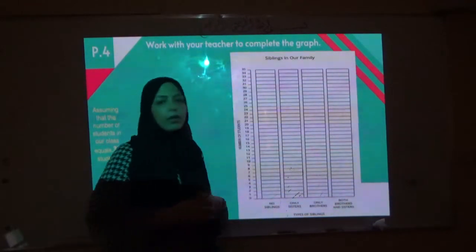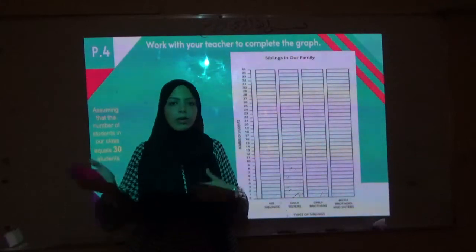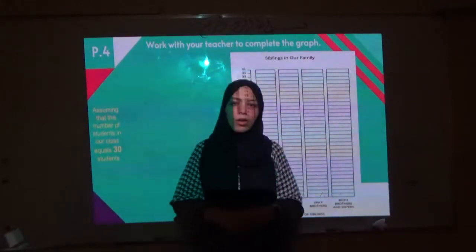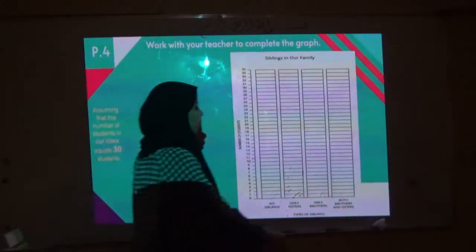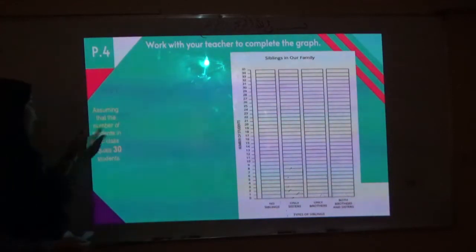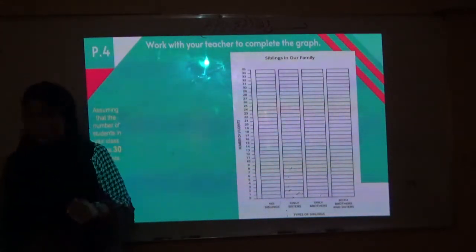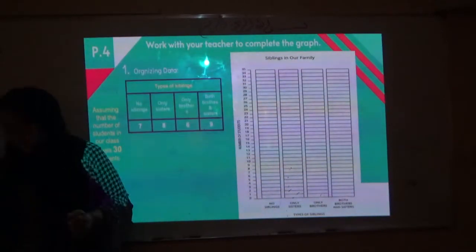Some of us have only brothers, only sisters, or both brothers and sisters, and some of us are the only child in their family. So assume that the number of the students in our class is 30. So that's the data we came up with.